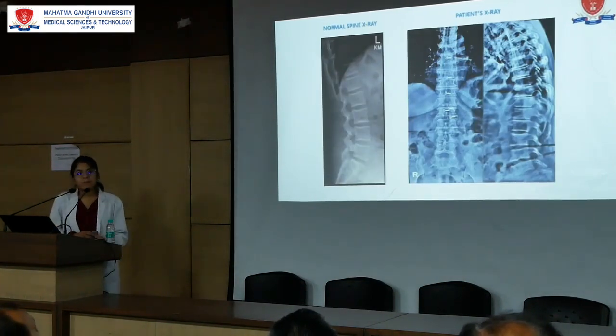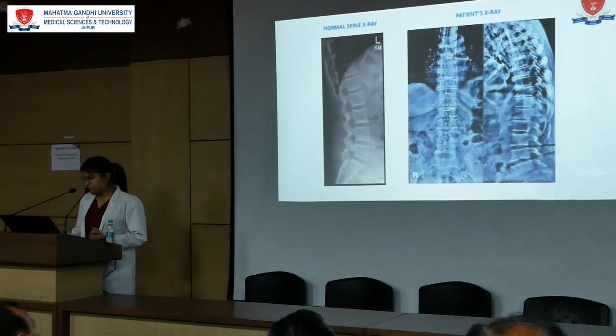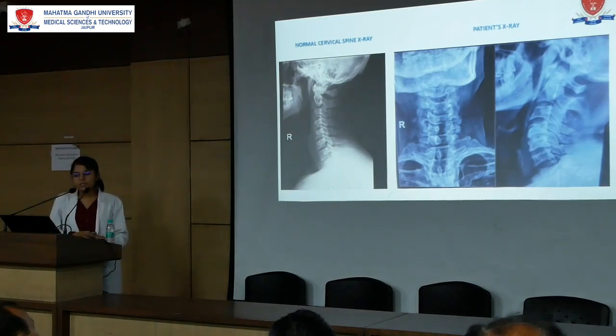In the X-ray of the spine, there are multiple osteophytes, peaking of the vertebral bodies. The joint space is reduced and there is reduced bone density. In the X-ray of the cervical spine, we can see that there are multiple osteophytes. The joint space between C5 and C6 is reduced. There is erosion of the vertebral bodies.